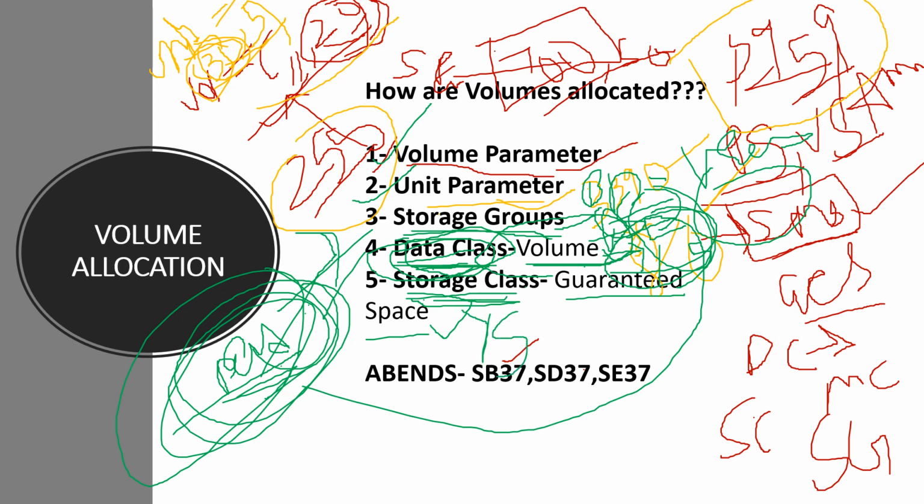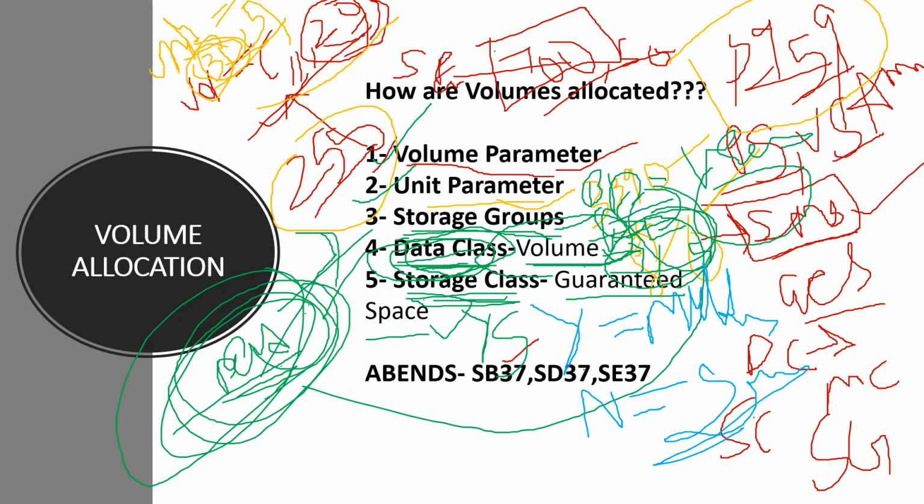So if you have specified storage class guaranteed space equals to yes, it will say that yes, the data set can be a multi-volume data set. If it is specified no for the guaranteed space, then your data set cannot be a multi-volume data set. Okay, so that's how the storage class will come into the picture.